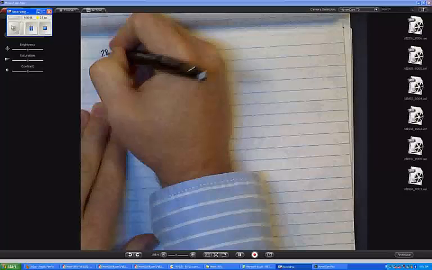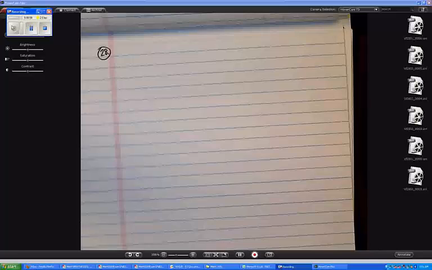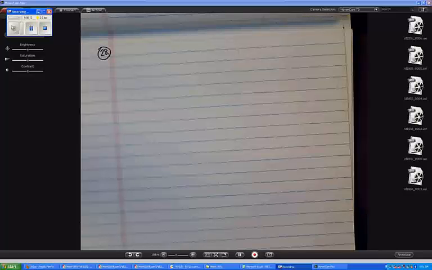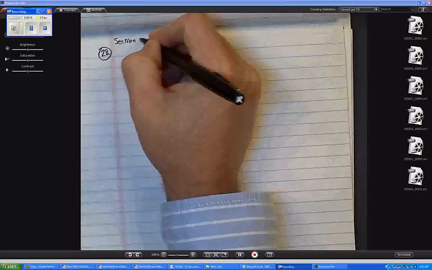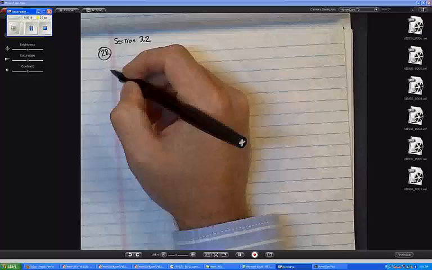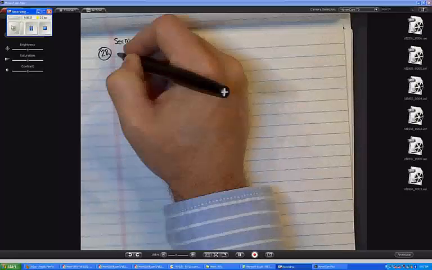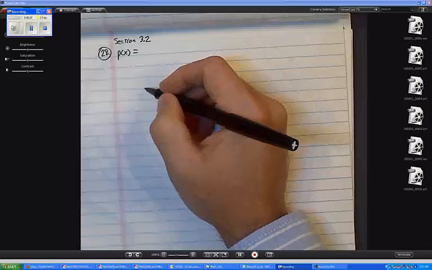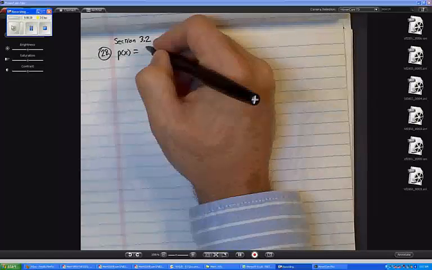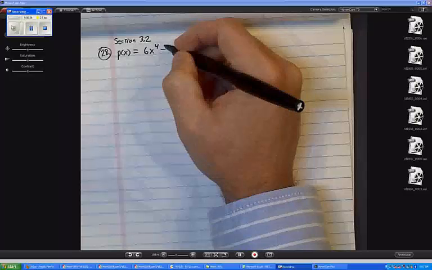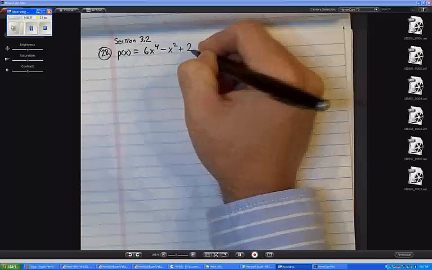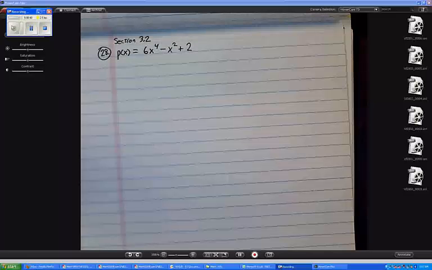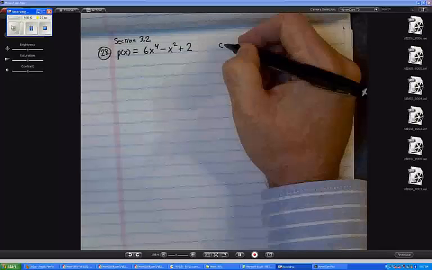Again, this was not assigned, but I think it makes a nice example that demonstrates the ideas in 21 through 29. This is section 3.2. And so the polynomial they give me, they say p of x equals 6x to the fourth minus x squared plus 2, and they say c equals negative 2/3.